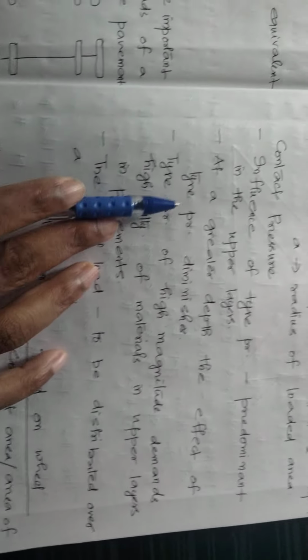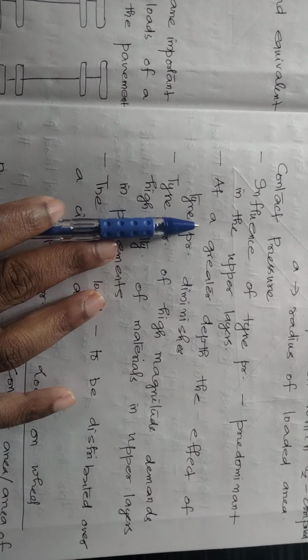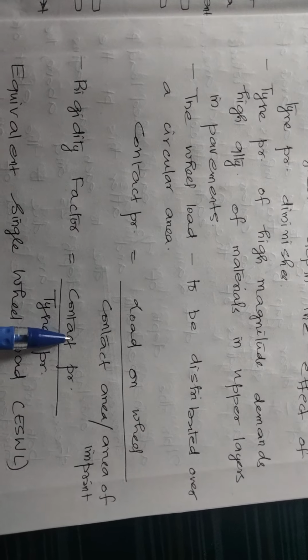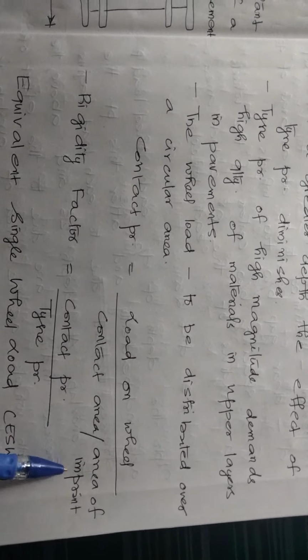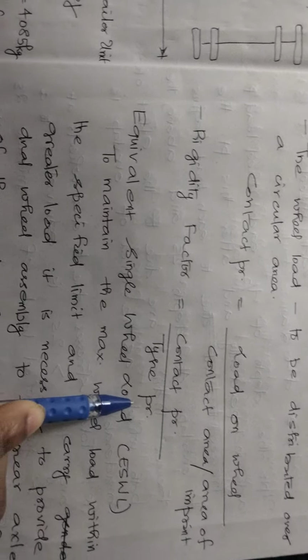Next term is the contact pressure. Contact pressure, that is the influence of tire pressure, is predominant in the upper layers. So contact pressure is load on wheel divided by contact area or area of imprint, and rigidity factor is equal to contact pressure divided by tire pressure.